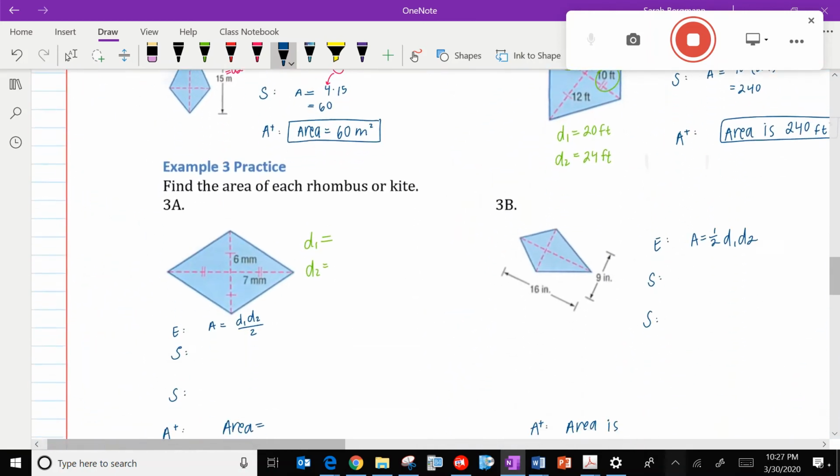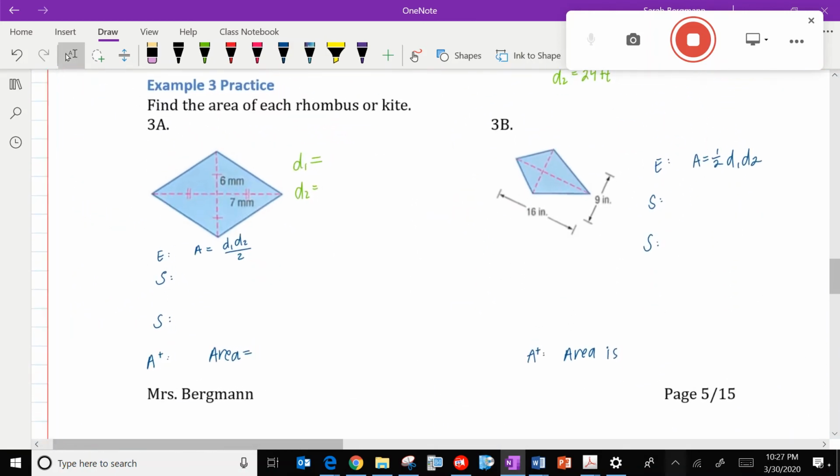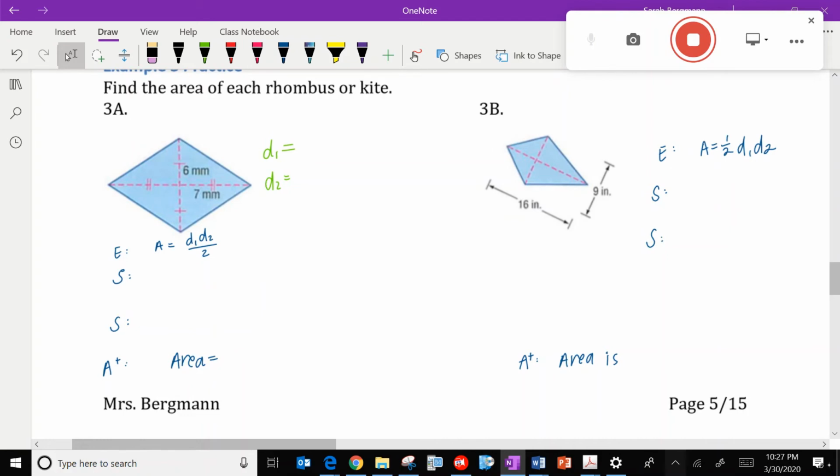Go ahead and try these practice problems here. Pause the video, please. Okay, if you got 84 millimeters squared for the first answer, you are correct. If you got the area is 72 inches squared. Whoop, what's happening?